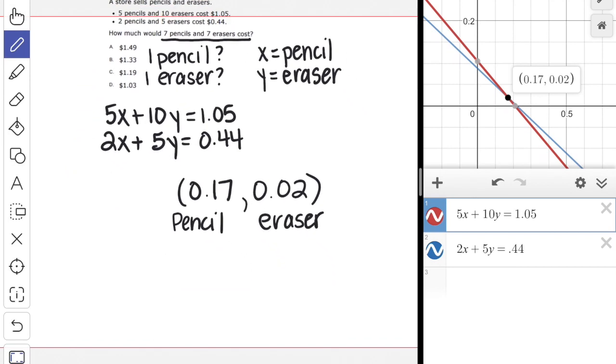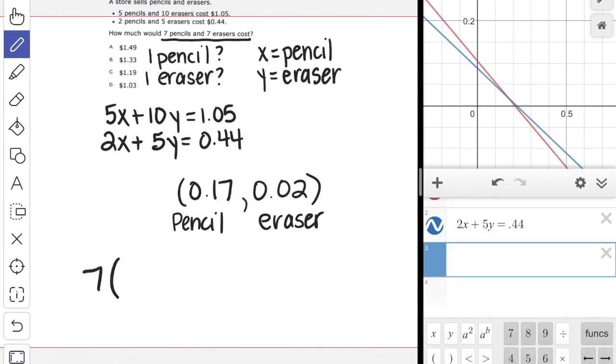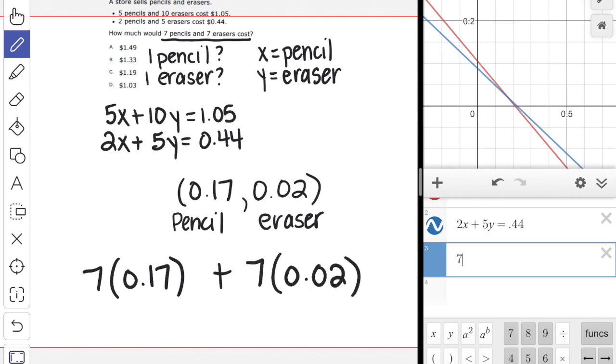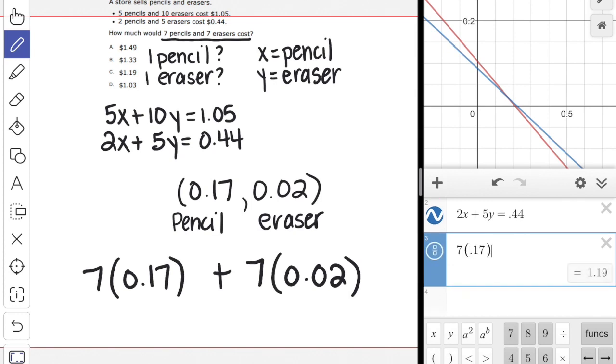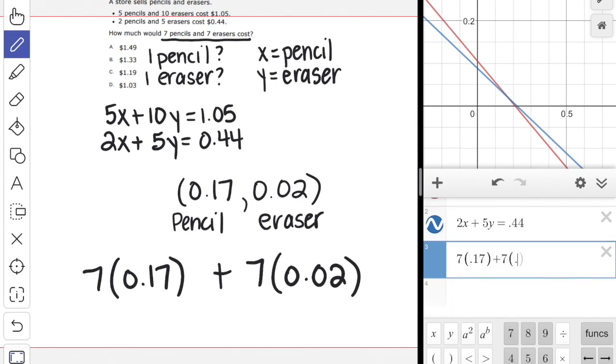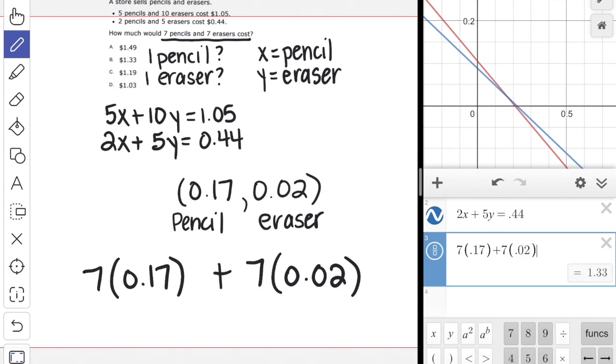So the question is how much do 7 pencils and 7 erasers cost? All I have to do is set up and multiply. So 7 pencils, so 7 times 17, plus 7 erasers, so 7 times 0.02. I'm going to type that in, and I get that the total cost is going to be $1.33. So for that one, you just had to find how much a pencil and 1 eraser was, and then once you found out how much 1 of each cost, you were able to find out how much 7 pencils and 7 erasers would cost.